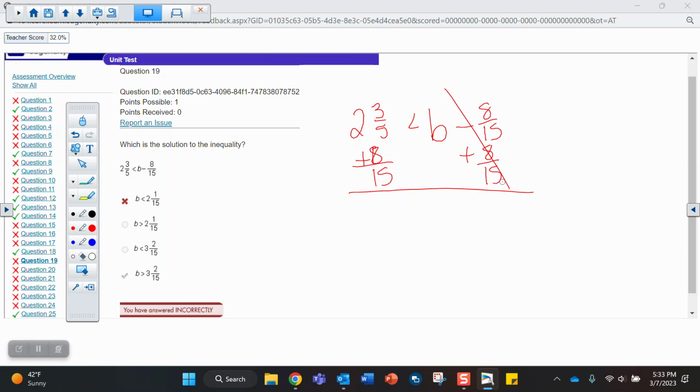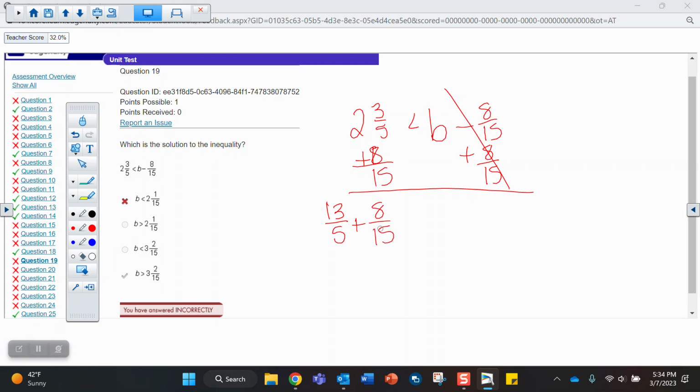When we add fractions, we have to have a common denominator. When we're working with fractions that are mixed, it's easier to put them in improper. So I'm going to make this improper first. 2 times 5 is 10. 10 plus 3 is 13. So we have 13/5 plus 8/15.